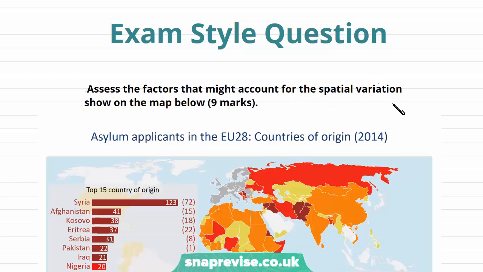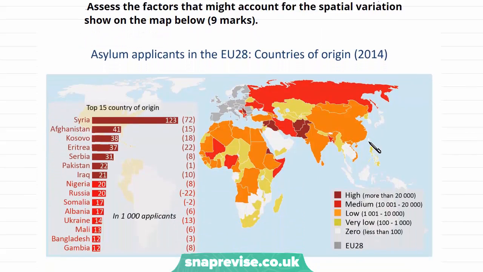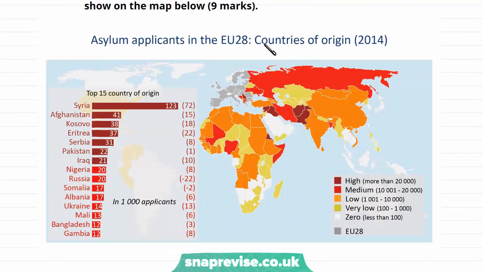Now we're going to answer an exam style question to assess the factors that might account for the spatial variation shown on the map below for 9 marks. And this is a map of the asylum applicants in Europe, and it shows their countries of origin, with the colours representing the number of migrants applying from each of these countries shown, but it only applies to Africa and Asia.